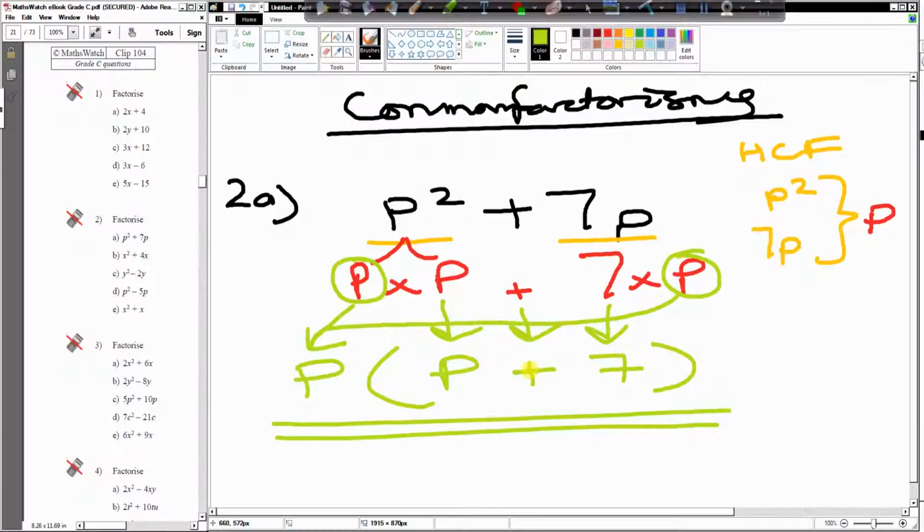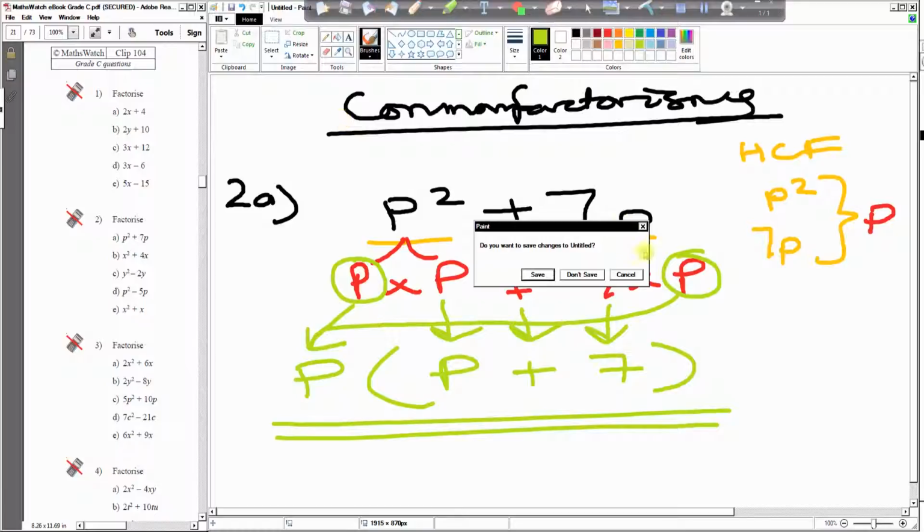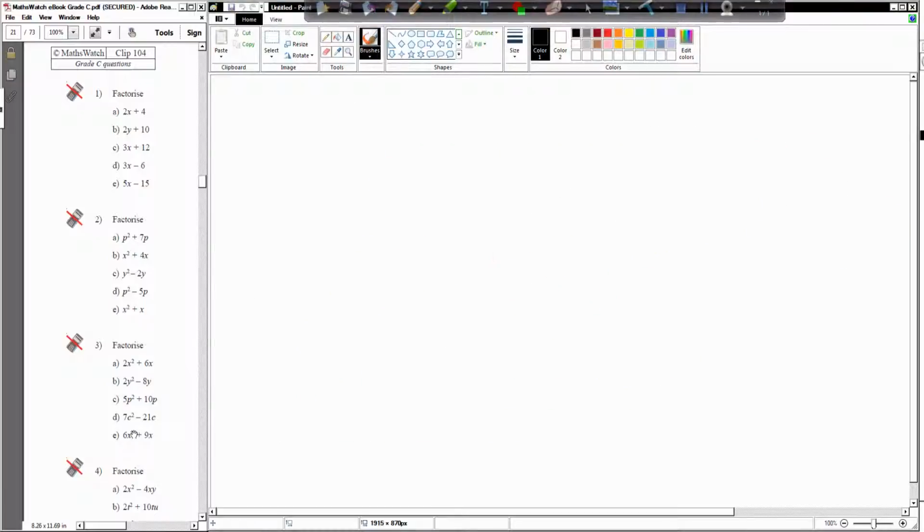Okay, that's done. So in the first question we had numbers that were common, second question we had letters that were common. Let's have a look at a question now that has both of them in common. Okay, new. Let's have a look at question 3. Let's have a look at question 3a. And let's have a look at question 3e.